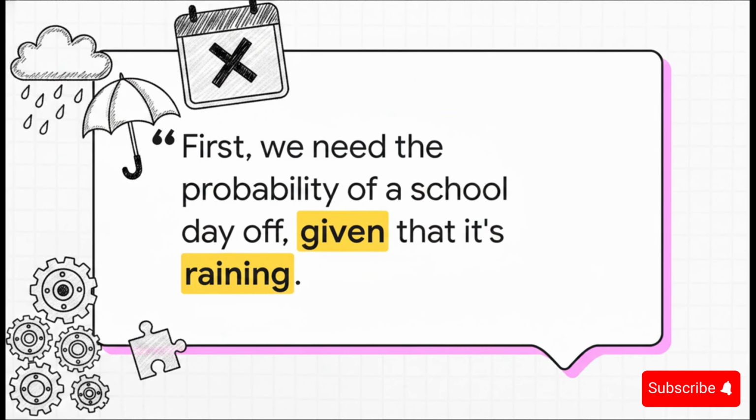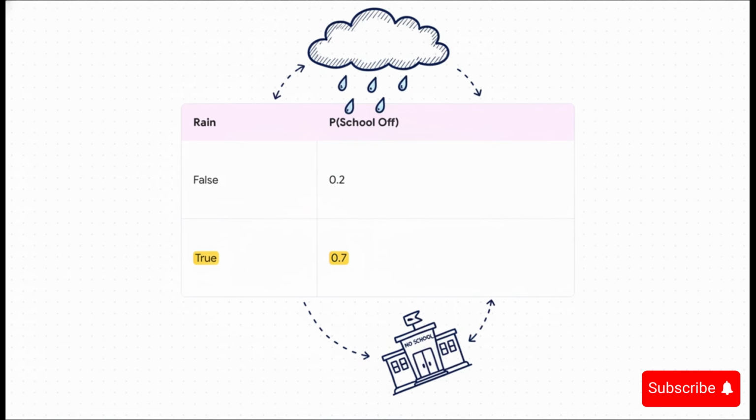Okay, first piece of the puzzle, we need to find the probability of a school day off given that it's raining. Remember, our question assumes it's raining, so we need that specific number. And if we look back at our school off table, we can see that when rain is true, the probability is 0.7. Easy. That's our first number.